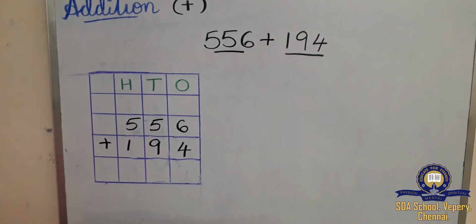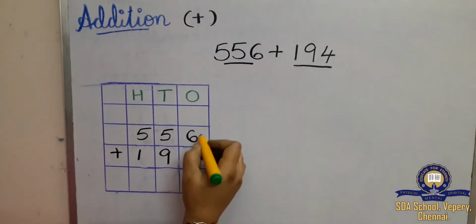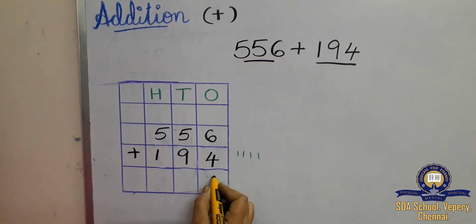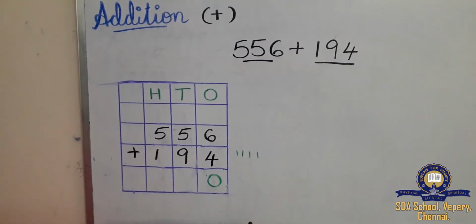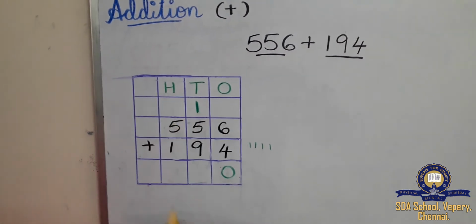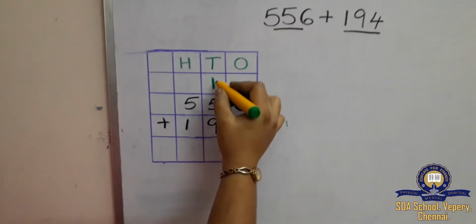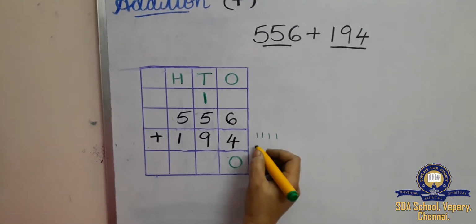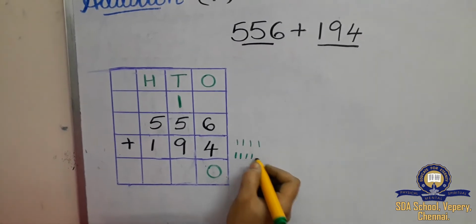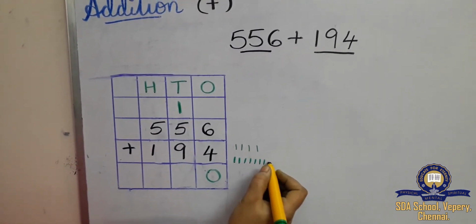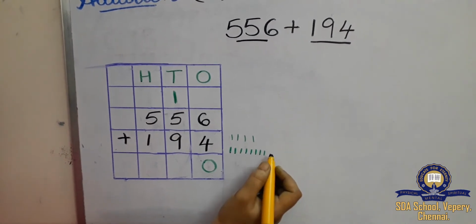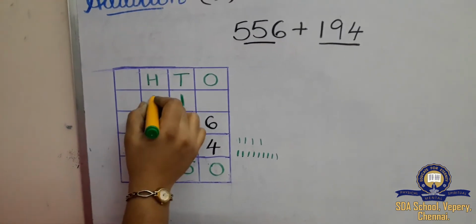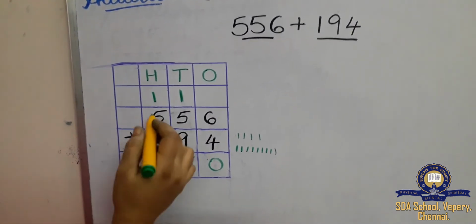See here, 6 plus 4, how much? 6, 7, 8, 9, 10. So 10: 0 here and 1 goes up. Now 5 plus 1 plus 5, that's 6, and 6 plus 9 is 7, 8, 9, 10, 11, 12, 13, 14, 15. So 5 here and 1 up.